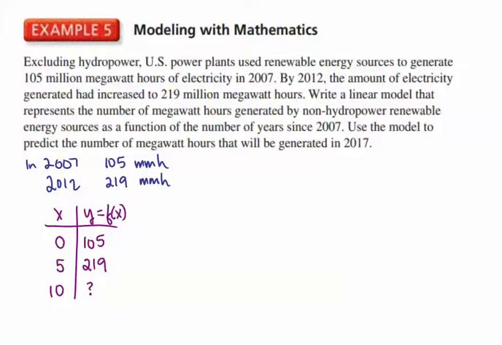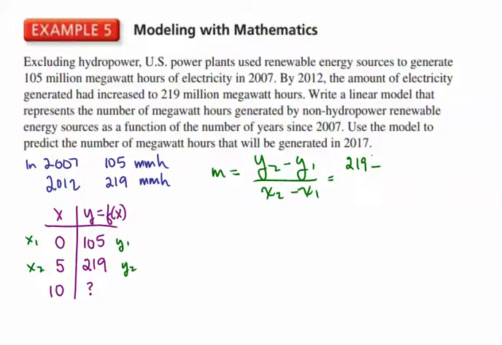Alright, so I do have 2 points here. As usual, I'm going to label them x1, y1, x2, y2. And I'm going to calculate the slope. M is equal to y2 minus y1 over x2 minus x1. My y2 value, 219, minus y1 value, 105, over x2, which is 5, minus x1, which is 0. And we're going to end up with 114 divided by 5.